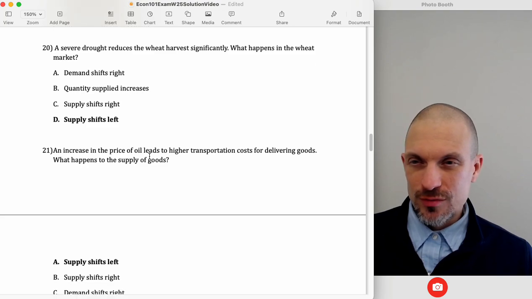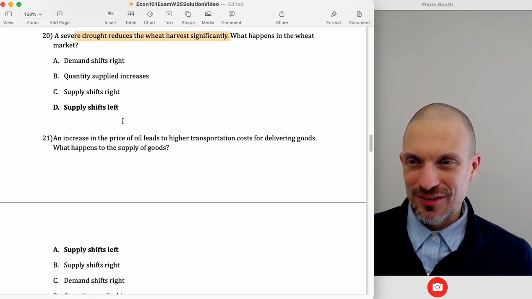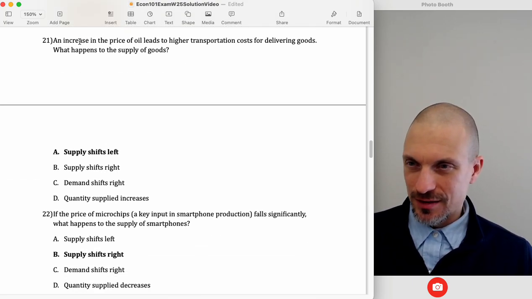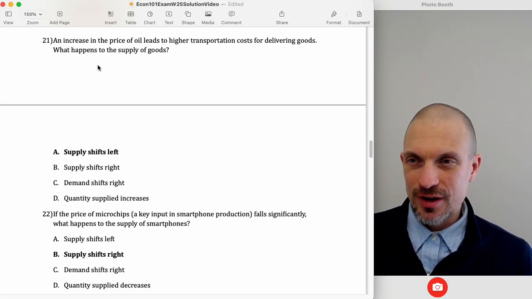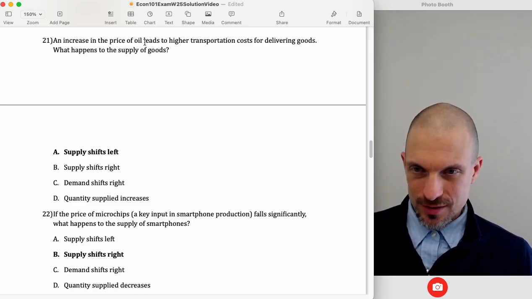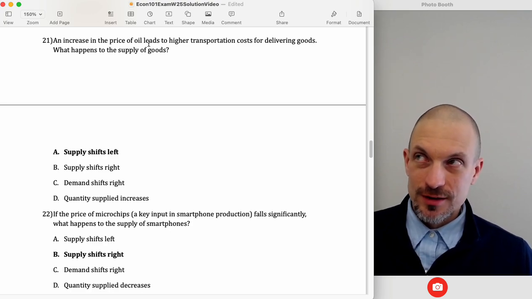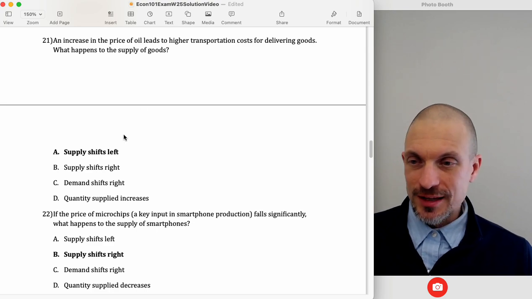A severe drought reduces the wheat harvest significantly. What happens in the wheat market? Well, if we have a much smaller harvest, that's a decrease in supply, leftward shift to supply. What happens to the price? An increase in the price of oil leads to higher transportation costs for delivering goods. What happens to the supply of goods? Well, if we're thinking about oil as being an important input in the rendering of the service of supplying goods, this will be a decrease in supply, a leftward shift in supply.